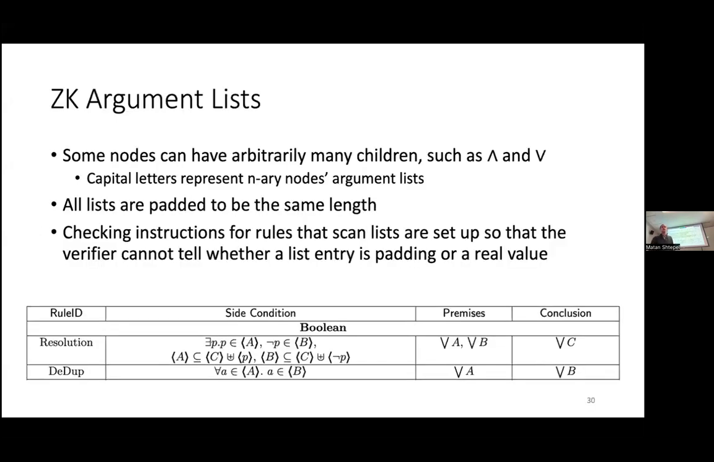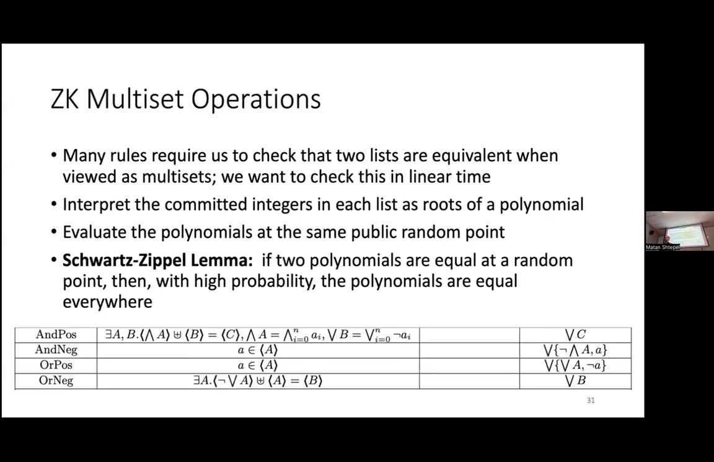And so things get more interesting for lists when we need to confirm that two lists are equivalent when viewed as multisets. That means that the order of elements in those lists is irrelevant, but the multiplicities of those elements matter. We want to be able to check that in linear time in zero knowledge. To compare two lists as multisets, we can interpret the committed integers in each list as roots of a polynomial, and then evaluate those two private polynomials at the same public random point. If we get the same result for both, then that means with high probability that those two polynomials are equal everywhere. That's a result known as the Schwartz-Zippel lemma.